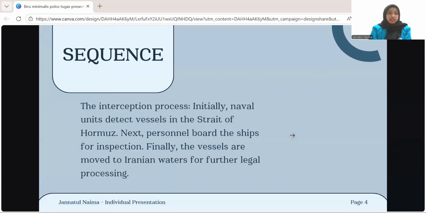Next, the interception process. Initially, naval units detect vessels in the Strait of Hormuz. Next, personnel board the ships for inspection. Finally, the vessels are moved to Iranian waters for further legal processing. In this slide, the paragraph uses sequence. It describes a chronological process of how the IRGC seizes a ship, from detection to legal processing.